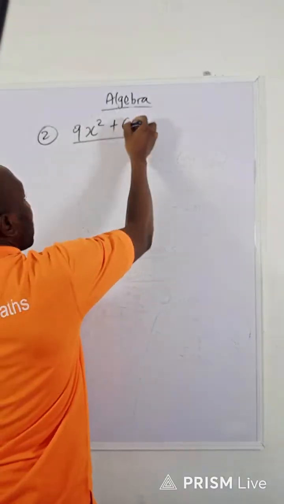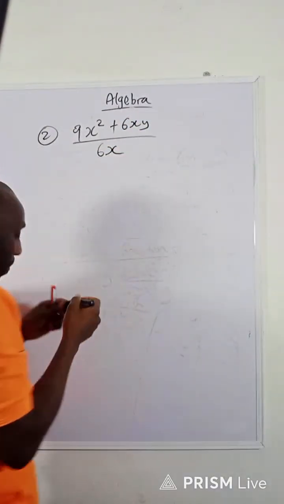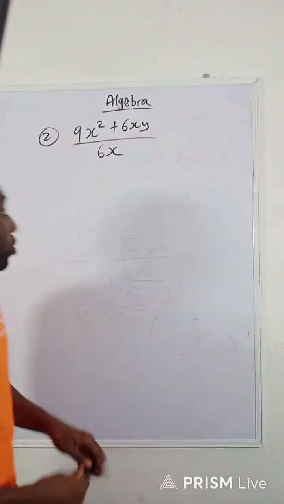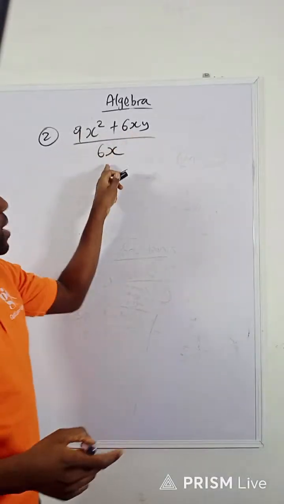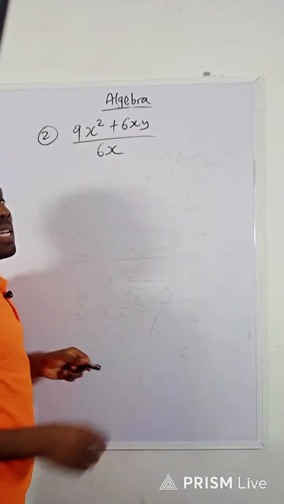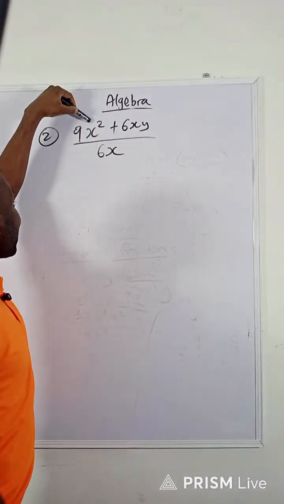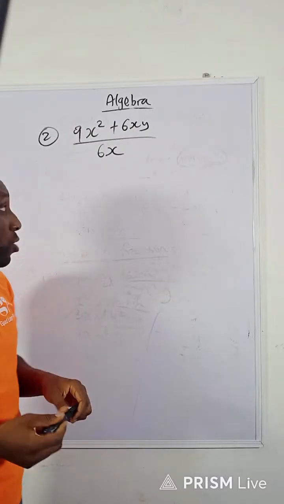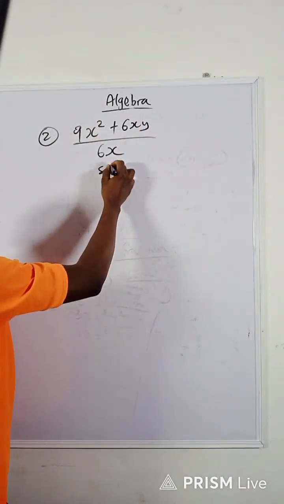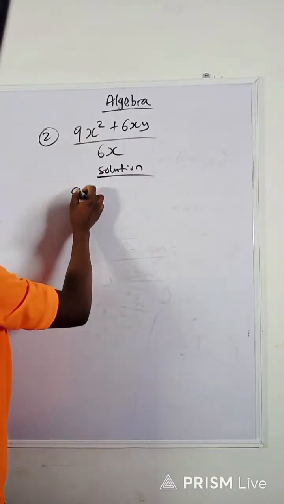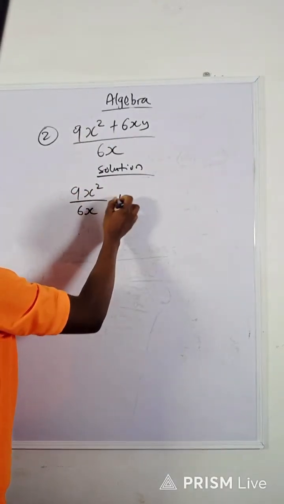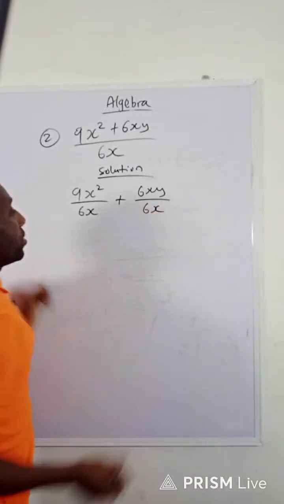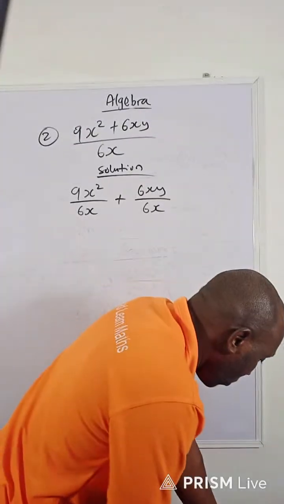Okay, this is plus 6xy, and here we have 6x as we had before. So how would you simplify this? Remember, whenever you have something like this, I want you to know that this 6x is dividing 9x squared and 6xy. So you can rewrite this. I'll show you two ways in which you can do this, by the way. You can rewrite this like this, solution: 9x squared over 6x plus 6xy over 6x. This is what I'm doing. So this is how you simplify.